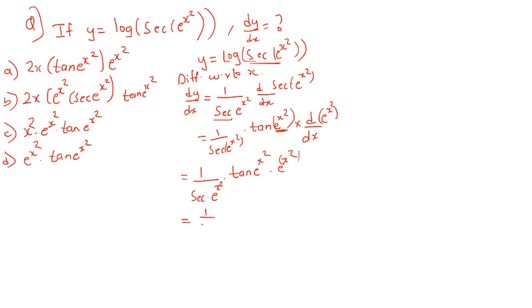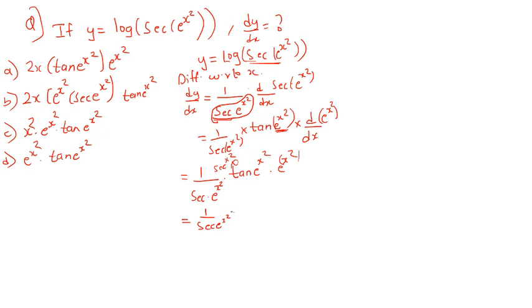1 by secant e to the power of x squared into, okay, I have made a mistake here. Differentiation of secant x is secant x into tan x. So here I have made one mistake. Here one more term will come, that is secant of e to the power of x squared. If you take the differentiation of this, again it will be secant x into tan x.